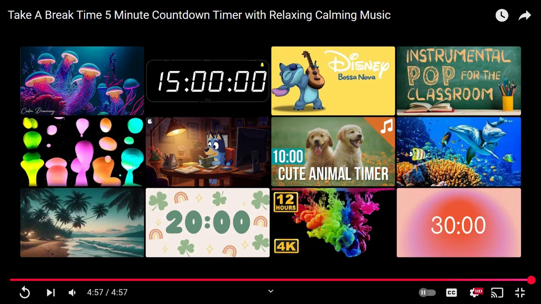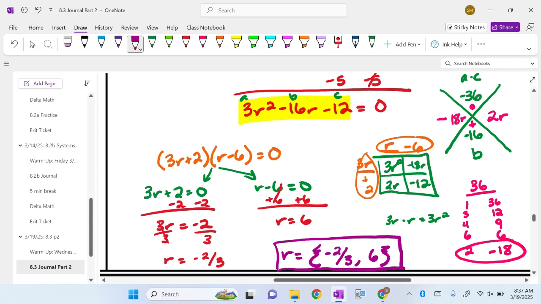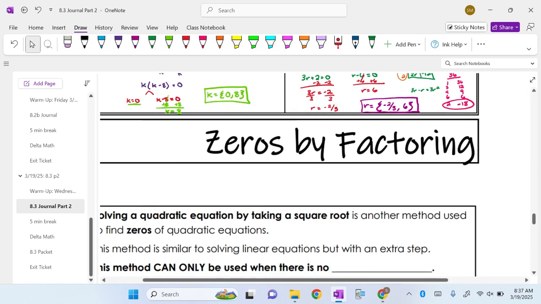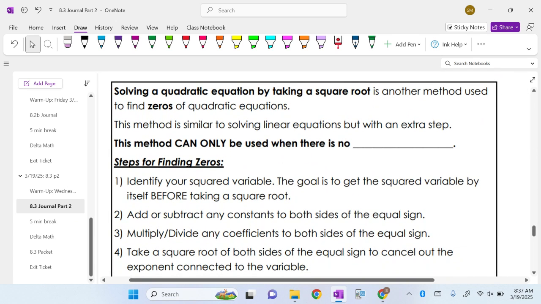All right. So the last section's a lot shorter than the factoring. It's just solving by taking a square root. So we're just going to go ahead and knock it out, just so you guys can go ahead and finish that Delta Math that I assigned you yesterday. So the last section of this foldable is how to solve by taking a square root.